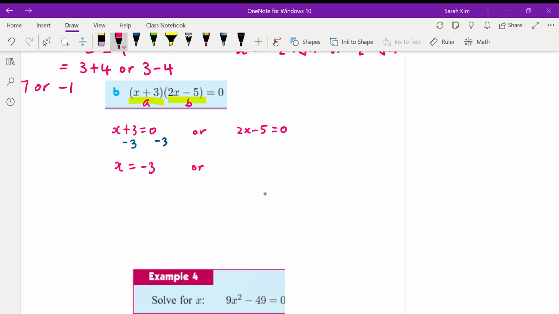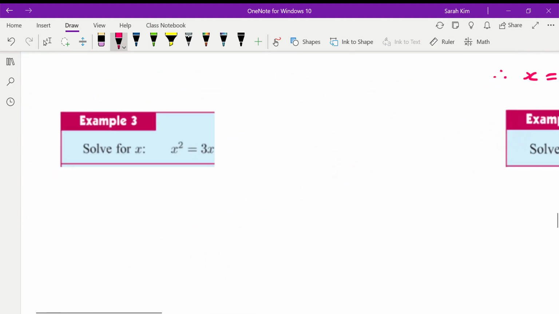Okay. So I would collect like terms on both sides, and divide by 2. 5 over 2. So therefore, if I write it all together, x is minus 3 or 5 over 2. And we do like to have it in fractions rather than decimal, so I would leave it as 5 over 2.